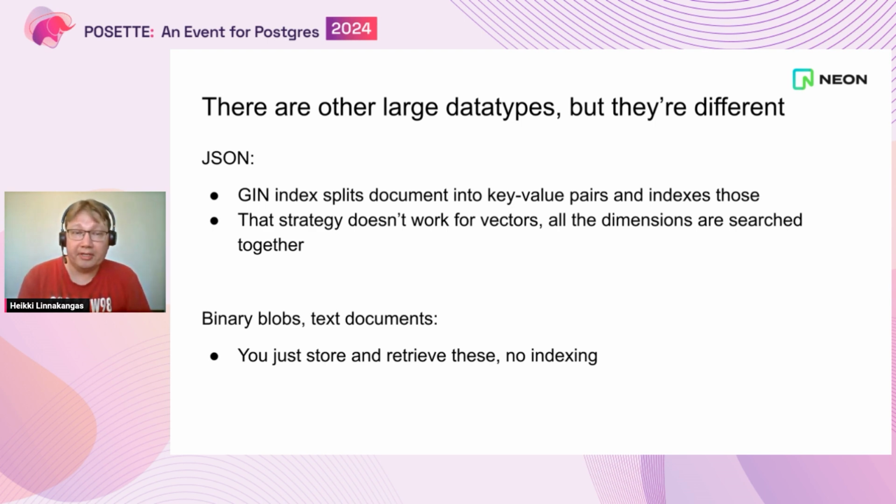JSON is another interesting case. JSON documents can be quite large. But what you actually do with the JSON document is, again, you don't index the whole document as such. It's not very interesting, but you split it into smaller key value pairs and you index those with the GIN index, for example. But that strategy doesn't work with vectors because in vector search, all of the vector dimensions need to be searched together and considered together. You can't just pick one of the dimensions and index that.